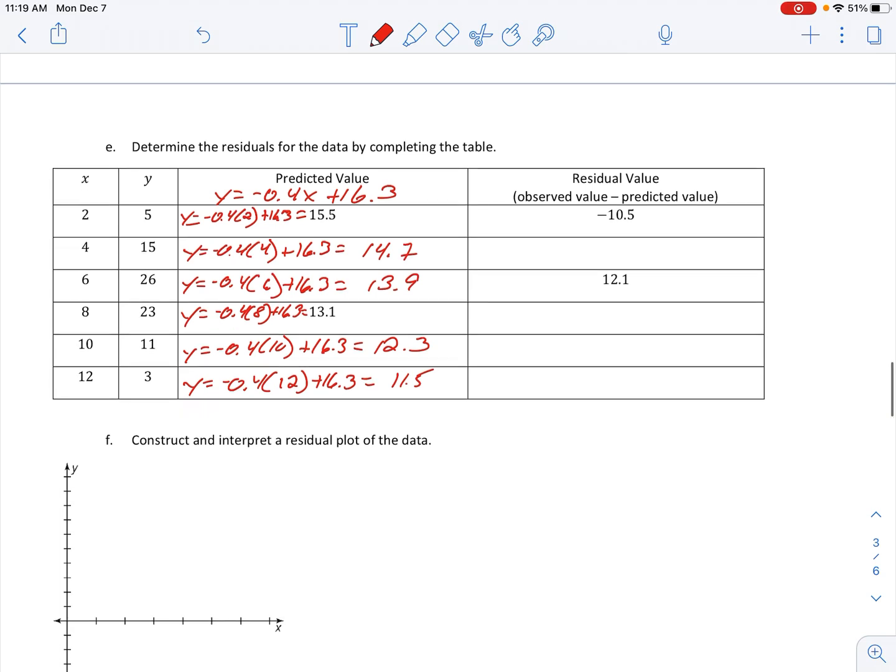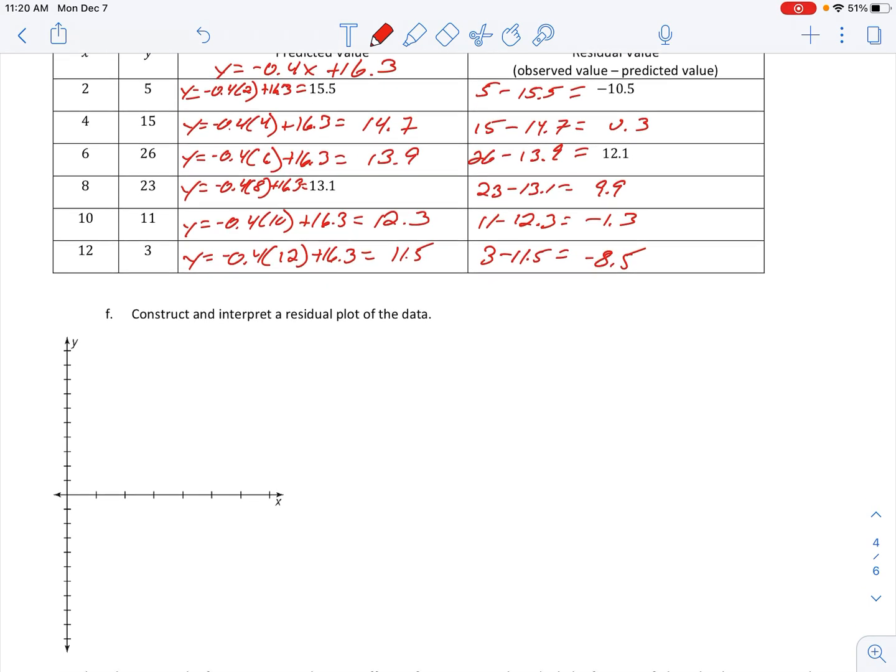Now to calculate the residual values, so I can do my residual plot, I'm going to be taking the observed, which is the y value, minus the predicted value. That's how I'm getting negative 10.5. So y, the observed, minus the predicted. That is 0.3. And then 26 minus 13.9, that's how I'm getting 12.1. 23 minus 13.1 is 9.9. 11 minus 12.3 is negative 1.3. And then lastly, 3 minus 11.5, so for the last one, I get negative 8.5.